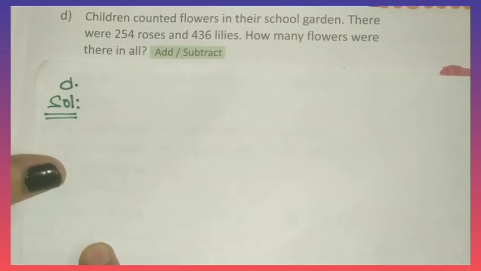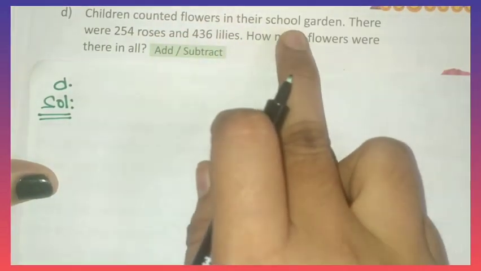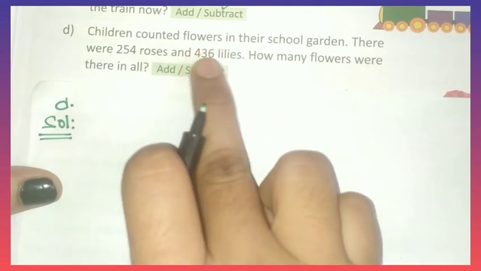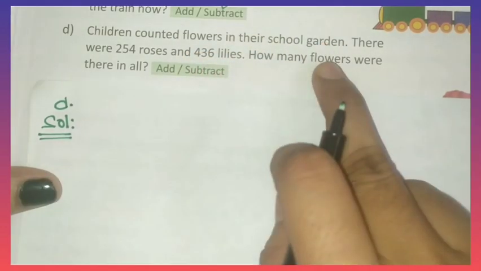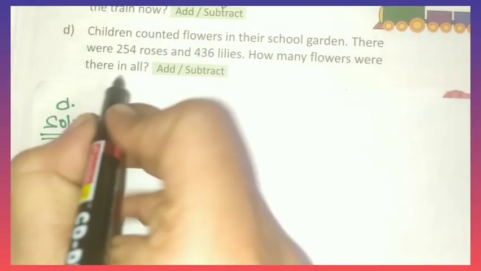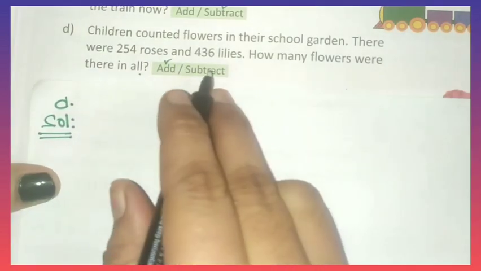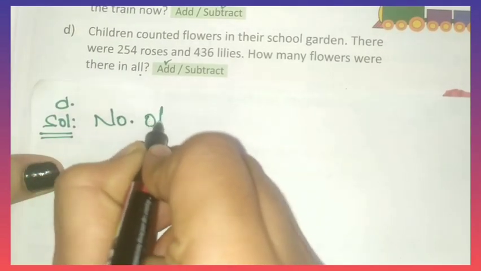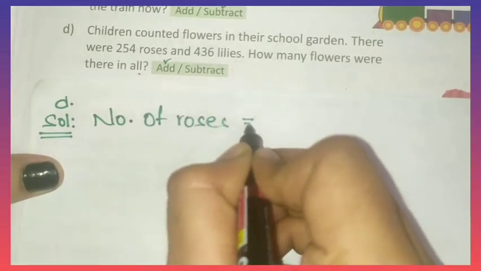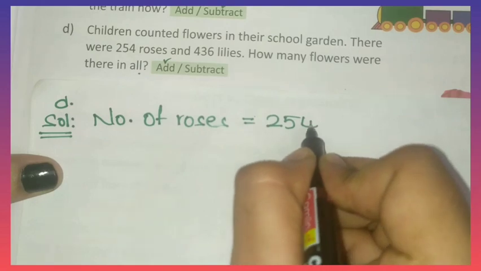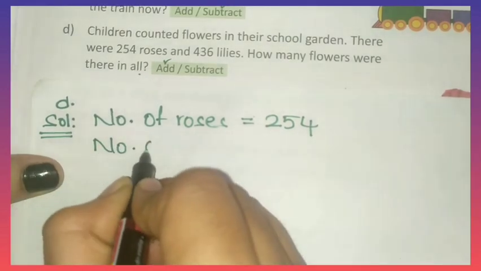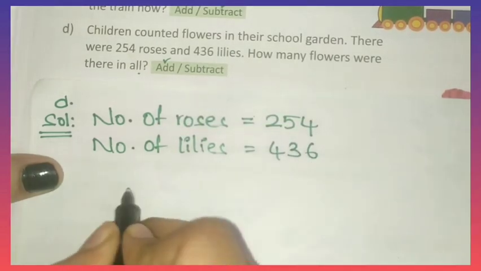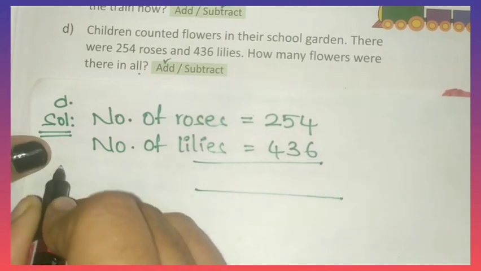Now look at D question. Children counted flowers in their school garden. There were 254 roses and 436 lilies. How many flowers were there in all? What I said, in all given means we have to add. Okay. First, number of roses. How many rose flowers are there? 254. Now, number of lilies. 436.